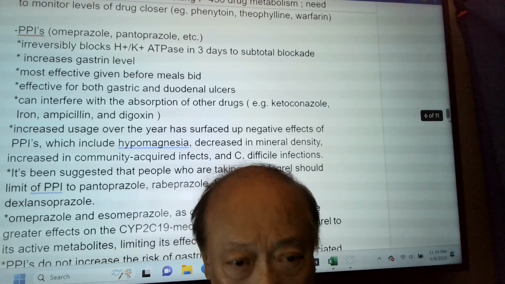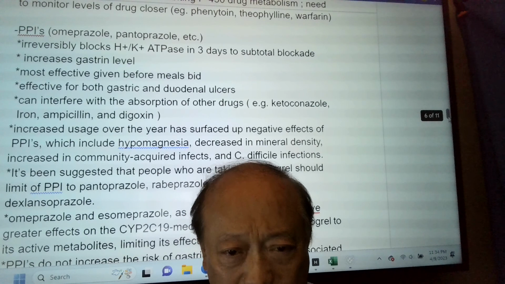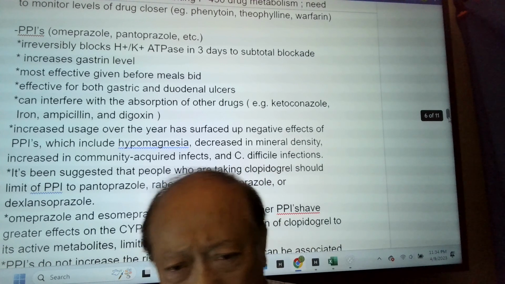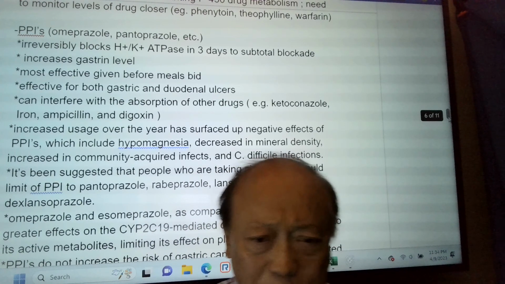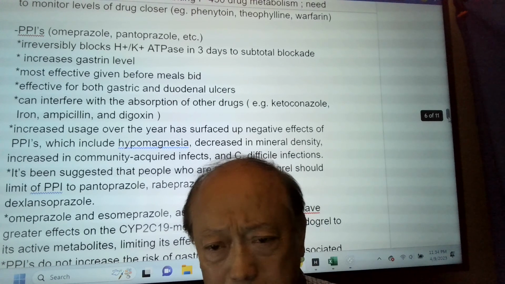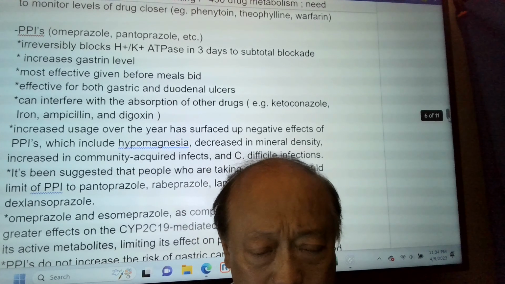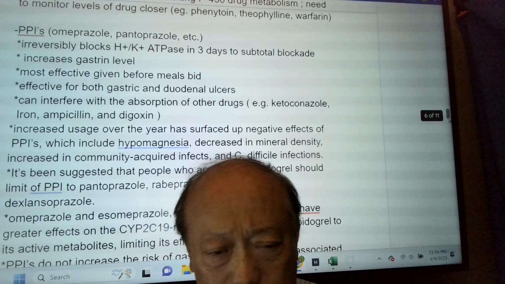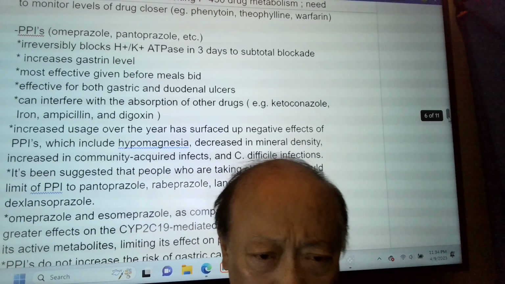PPI is most effective given before meals. PPI is effective for both gastric and duodenal ulcers. It can interfere with absorption of other drugs: ketoconazole, iron, ampicillin, and digoxin. So that might be a question.